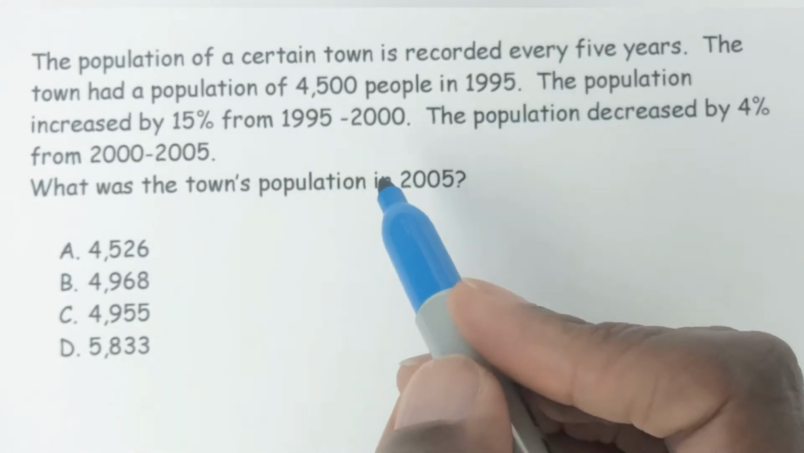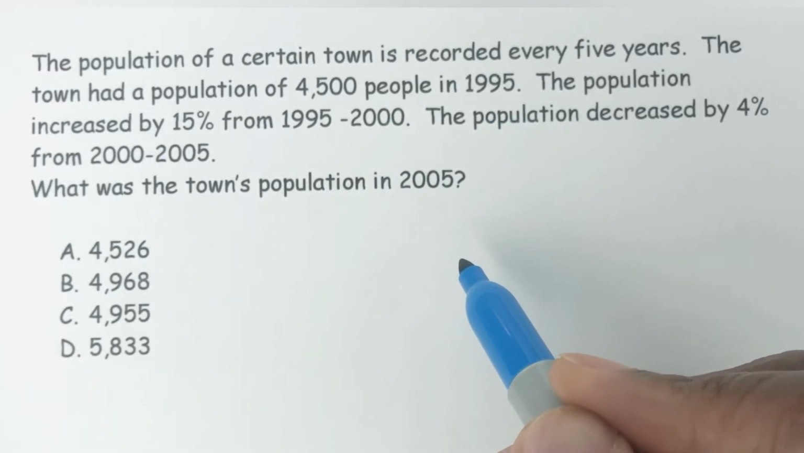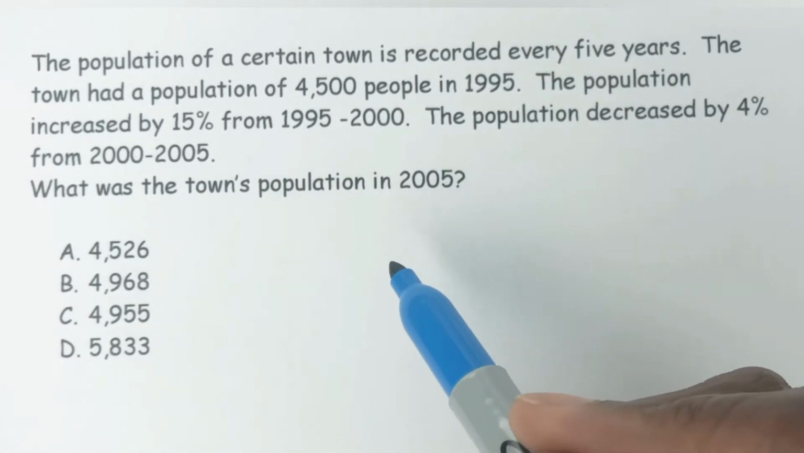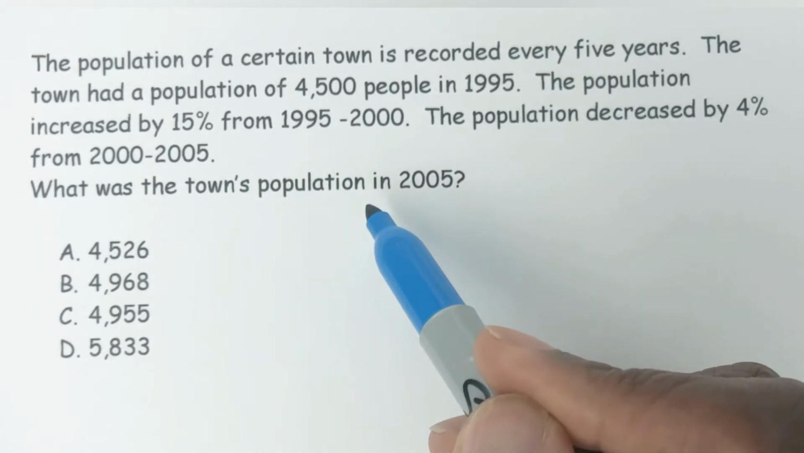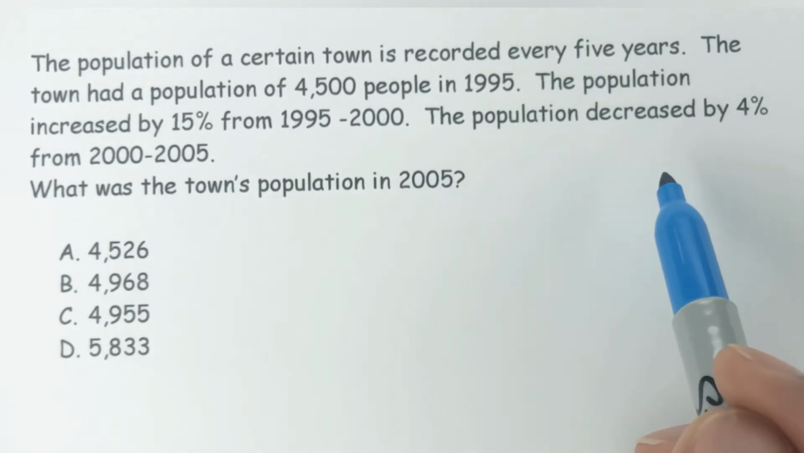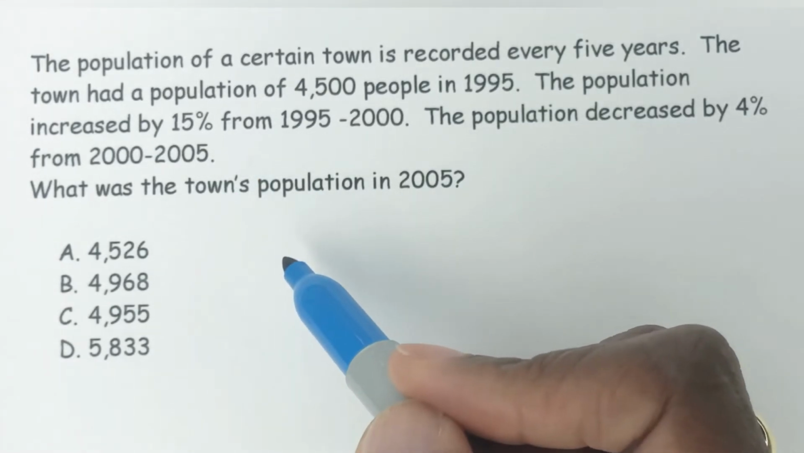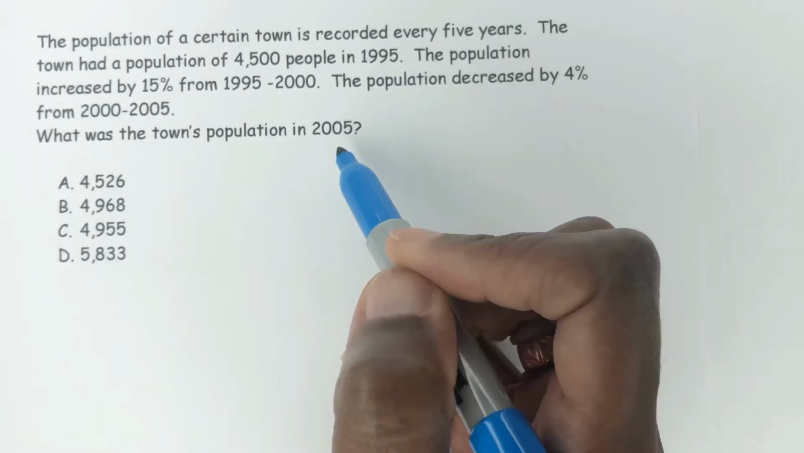The population of a certain town is recorded every 5 years. The town had a population of 4,500 people in 1995. The population increased by 15% from 1995 to 2000. The population decreased by 4% from 2000 to 2005. Then the question is asking, what was the town's population in 2005?